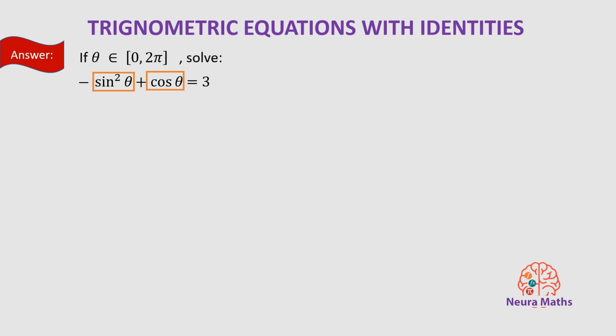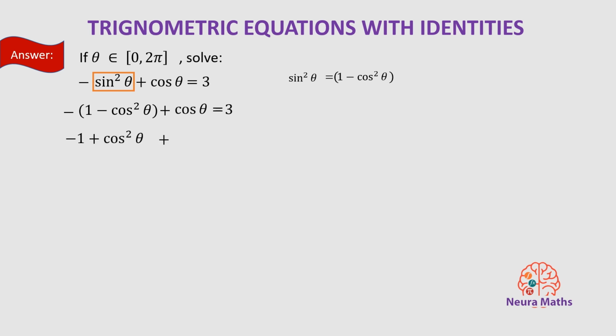So, we either convert cosine to an expression of sine or sine squared to an expression of cosine. We can replace sine squared with 1 minus cosine squared, which is an equivalent form of the Pythagorean identity. Doing so gives us this. Using the distributive property gives us -1 plus cosine squared theta plus cosine theta is equal to 3. Subtracting 3 from both sides gives us this.